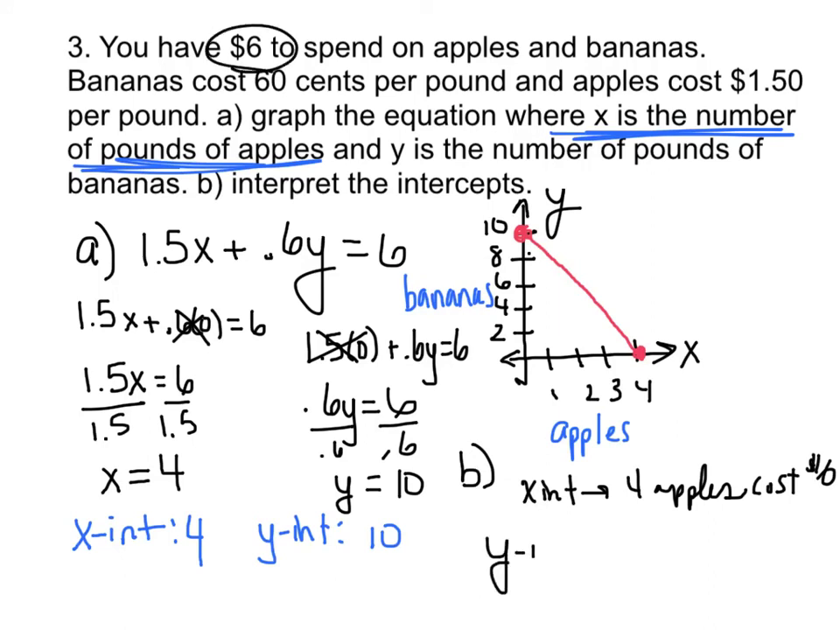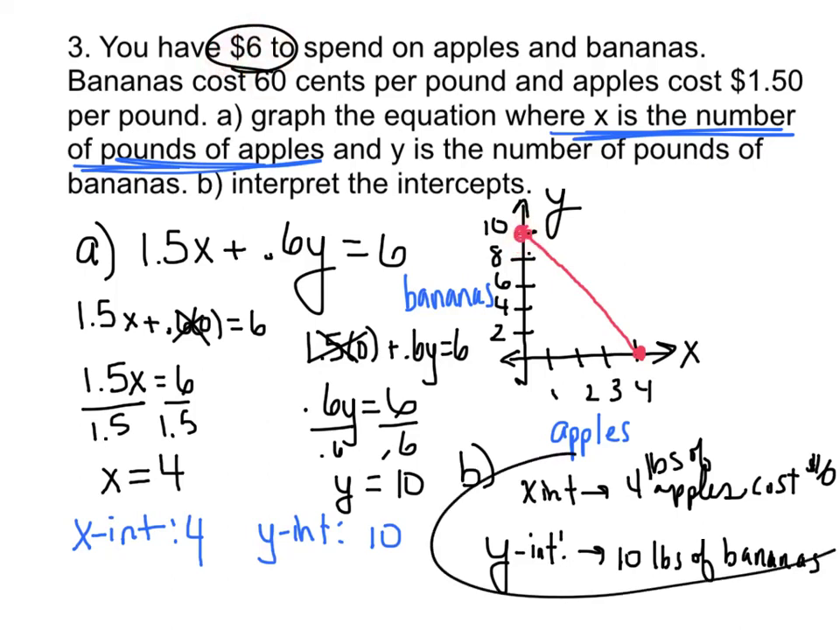The y-intercept, well, look at your y-intercept. Your y-intercept is 10. And that would mean if you bought 10 pounds of bananas. And actually, I just realized then the apples, it's not 4 apples. It'd be 4 pounds of apples. So this would mean, once again, your x-intercept is when you have no bananas, but 4 pounds of apples. Your y-intercept is when you have no apples, but 10 pounds of bananas. And that would cost you $6. So make sure you interpret what your x and y intercepts are when they ask you to on word problems.